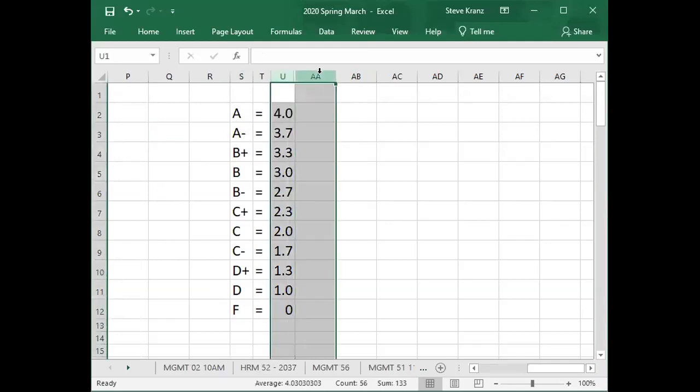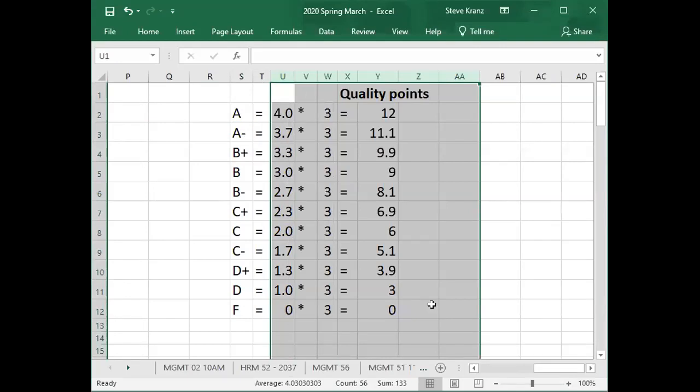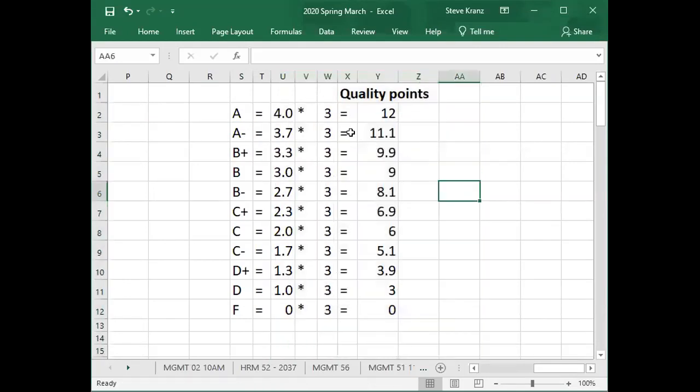We also have it such that if you take a class that's 3 credit hours and you receive an A, then that 4.0 is multiplied by 3, and you get what's called 12 quality points. If you take a class and get a C plus, which is worth 2.3, 2.3 times 3 is equal to 6.9 quality points, and so forth all the way down.